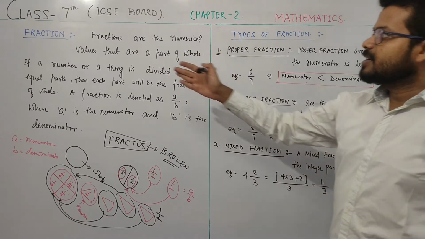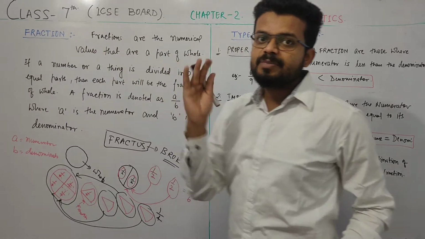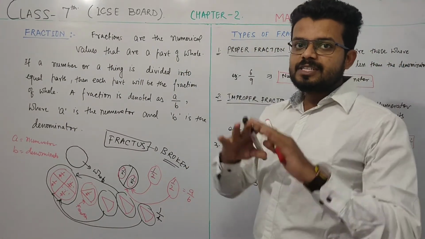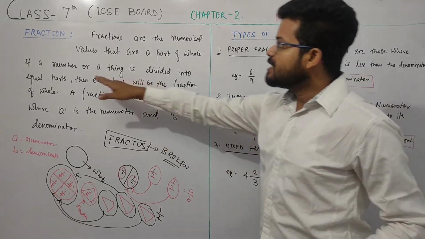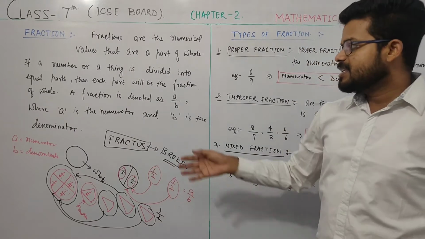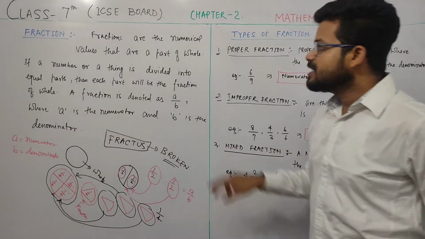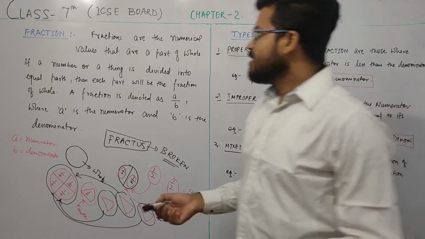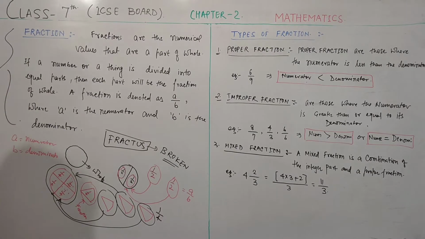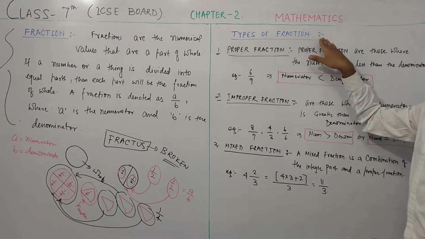Whenever anyone asks you what a fraction is, you simply say that a fraction is a part of a whole, maybe of a number or a thing. There are two terms in a by b, where a is the numerator and b is the denominator. So remember this, what is a fraction. Now come to the next point, types of fractions.